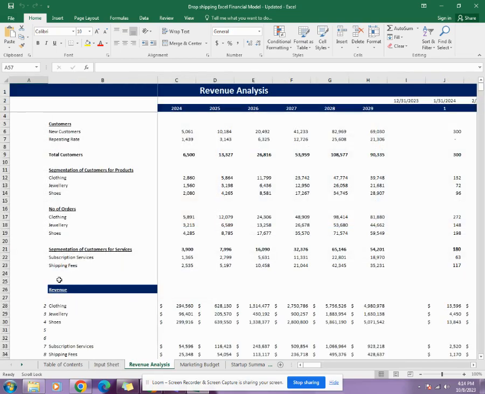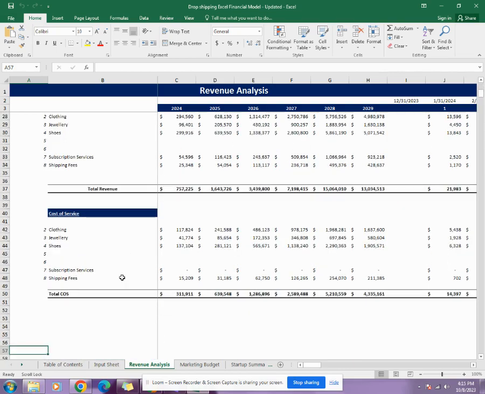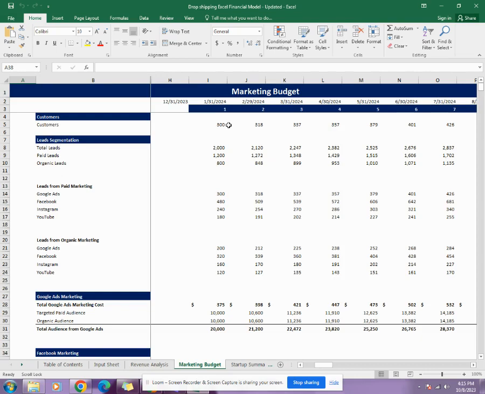Coming towards the revenue analysis, it gives you the overall analysis about the customer data being acquired by the business, the revenue generated from them, and the cost of service or cost of goods sold that is being incurred. Then comes the marketing budget.